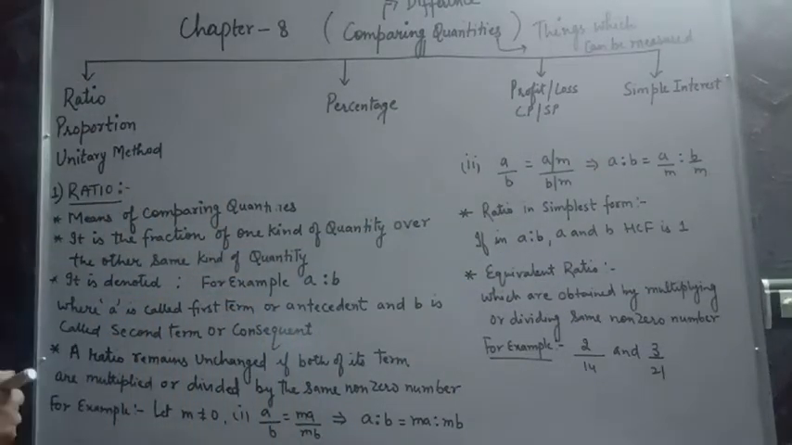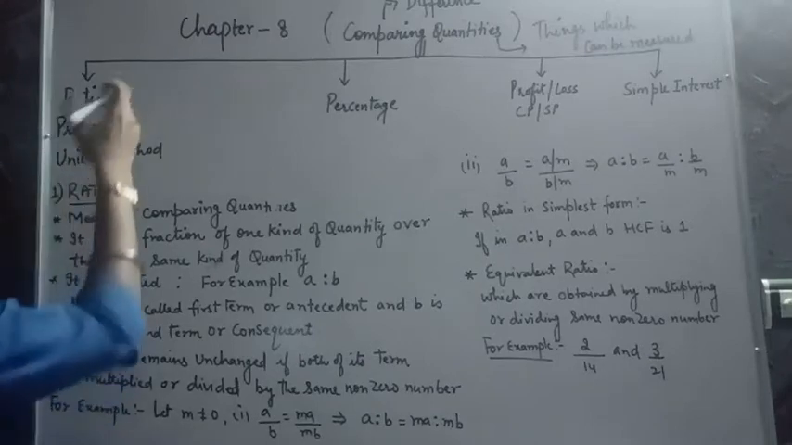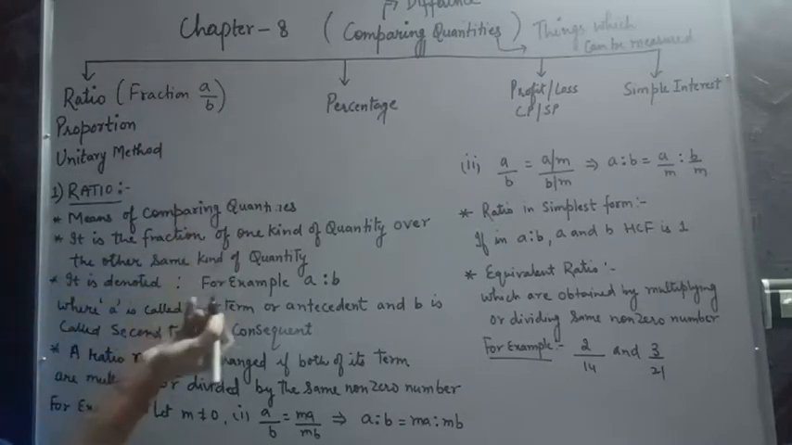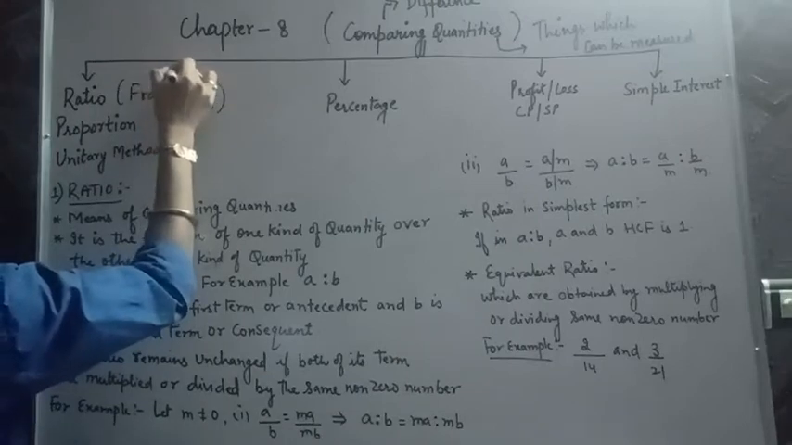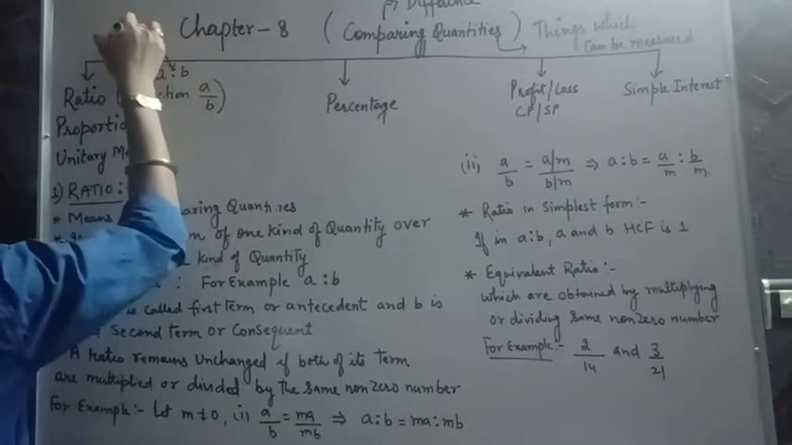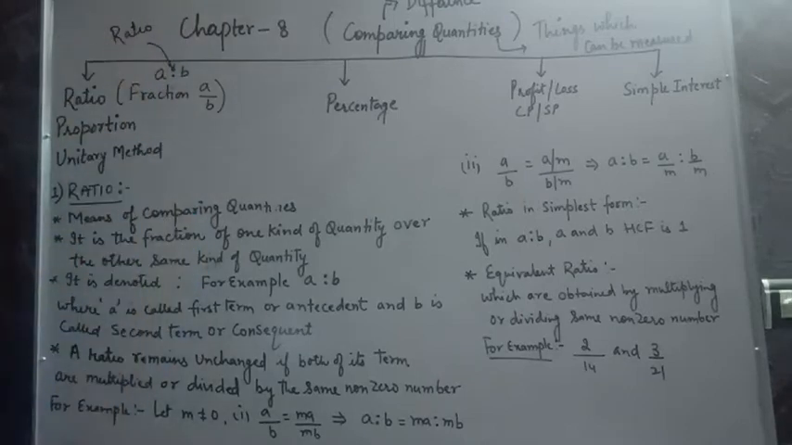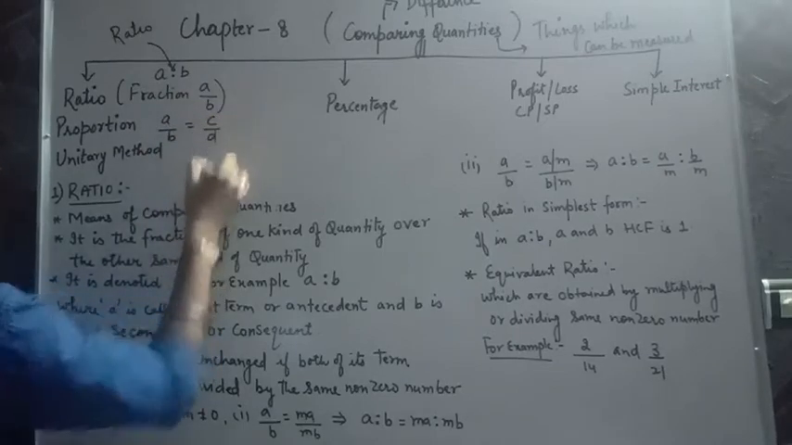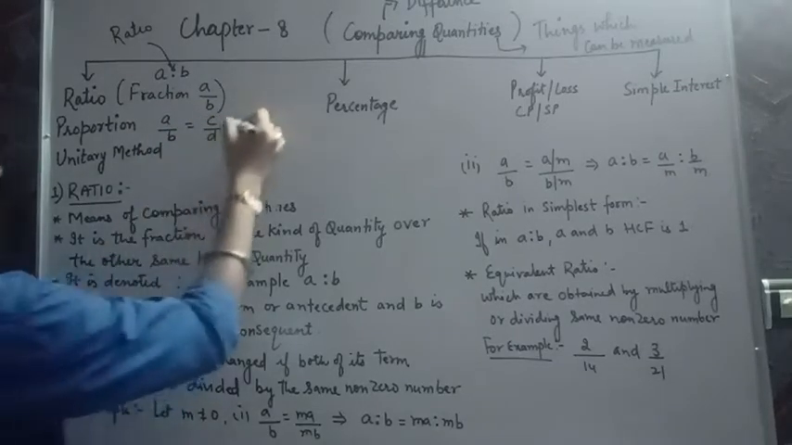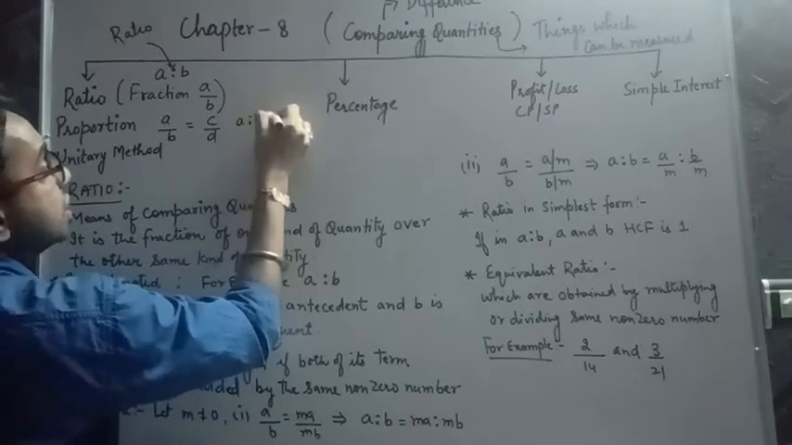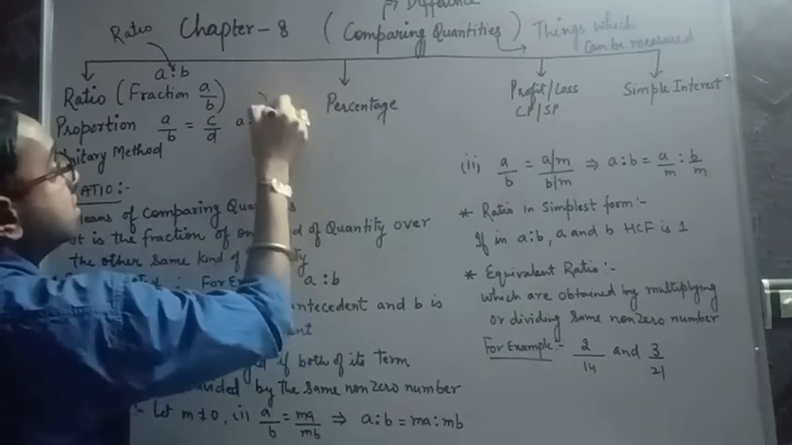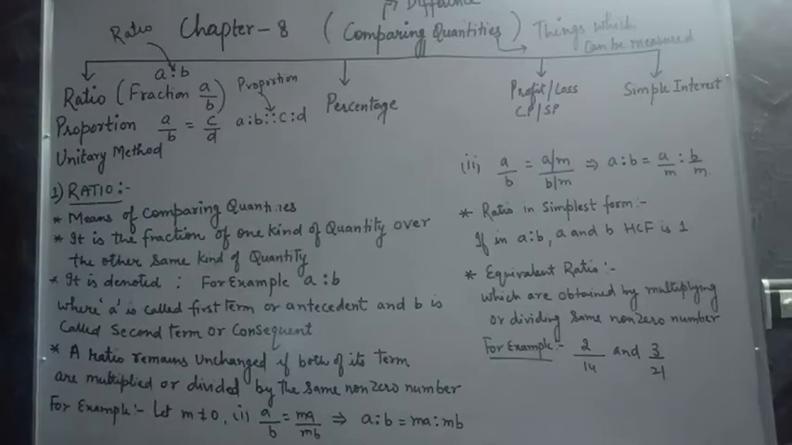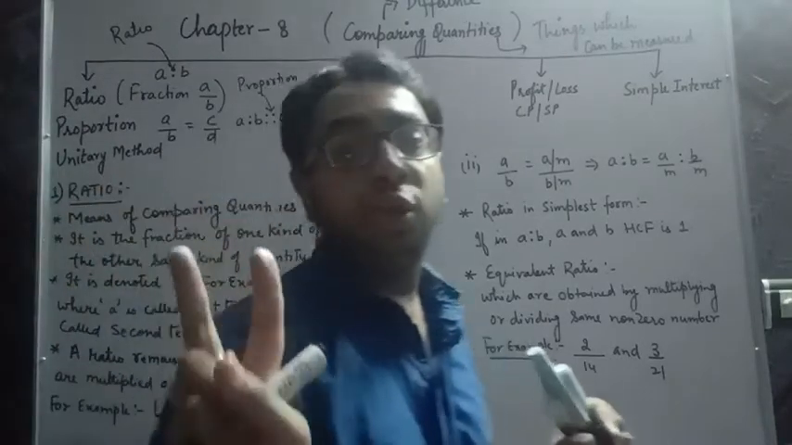What do you mean by ratio? Ratio means fraction, simple fraction, A by B. This is what ratio means. And how do we represent it? We represent it as A ratio B. This is the symbol of ratio. Clear? Next, proportion. What do you mean by proportion? When two ratios are equal, then they are said to be in proportion. For example, A ratio B proportionate to C ratio D. This is the sign of proportion. So, for the proportion, we need to have two equivalent ratios.